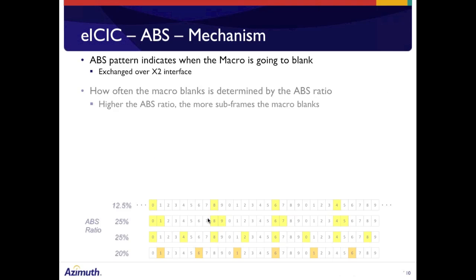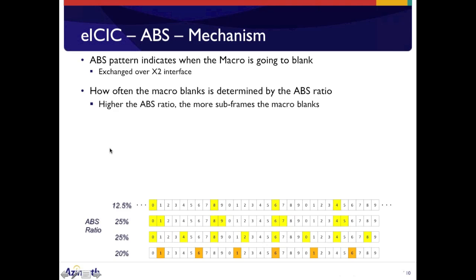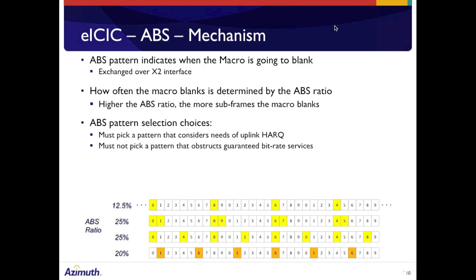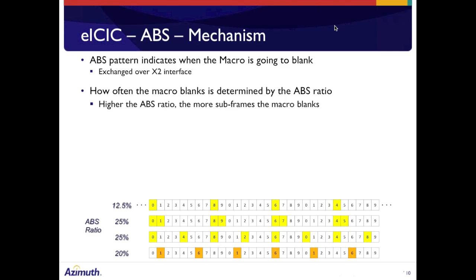So let's look at how ABSs work in more detail. The ABS pattern, as I said, indicates when the macro cell is going to be blanking its transmission. And this information is exchanged over the X2 interface between the macro and small cells. It's the backhaul. A special interface, I believe introduced relatively later in the game to allow eNode Bs to communicate.